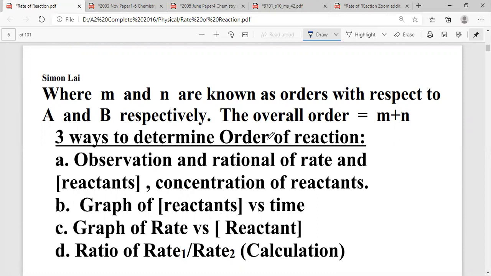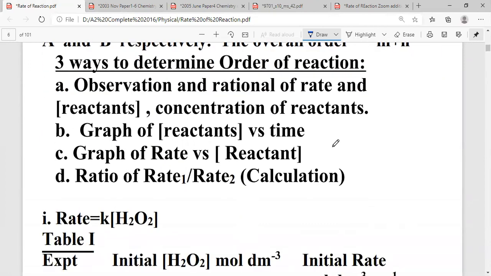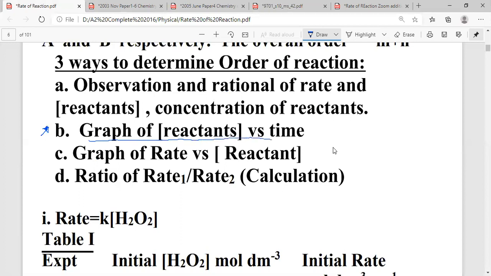Now, how do we determine the orders? Very simple. There are a few ways here I put down. Of course, the first one is this thing called the graph of reactants versus time. I'm keeping my eye on the clock so I don't have to see my time. The first one is this one here. Now, I show you this graph of reactants. Remember, I emphasize again, it is reactants. This one represents the concentration of the reactants versus time.